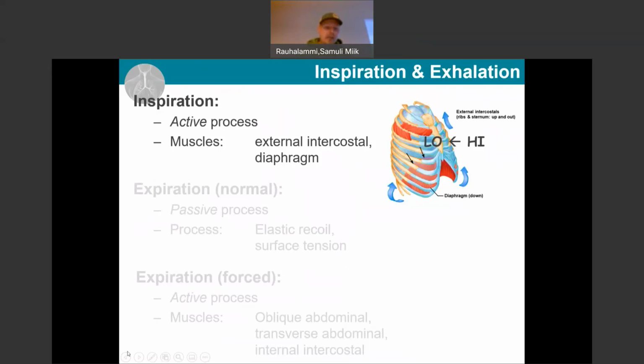So to breathe in, we need to recruit some muscles. There are our external intercostals, but mainly it's our diaphragm that we recruit. You might remember the diaphragm, this thin sheet of muscle that separated the thoracic and abdominal cavity, kind of an arch, a dome-shaped muscle that we saw. And that's the main respiratory muscle.